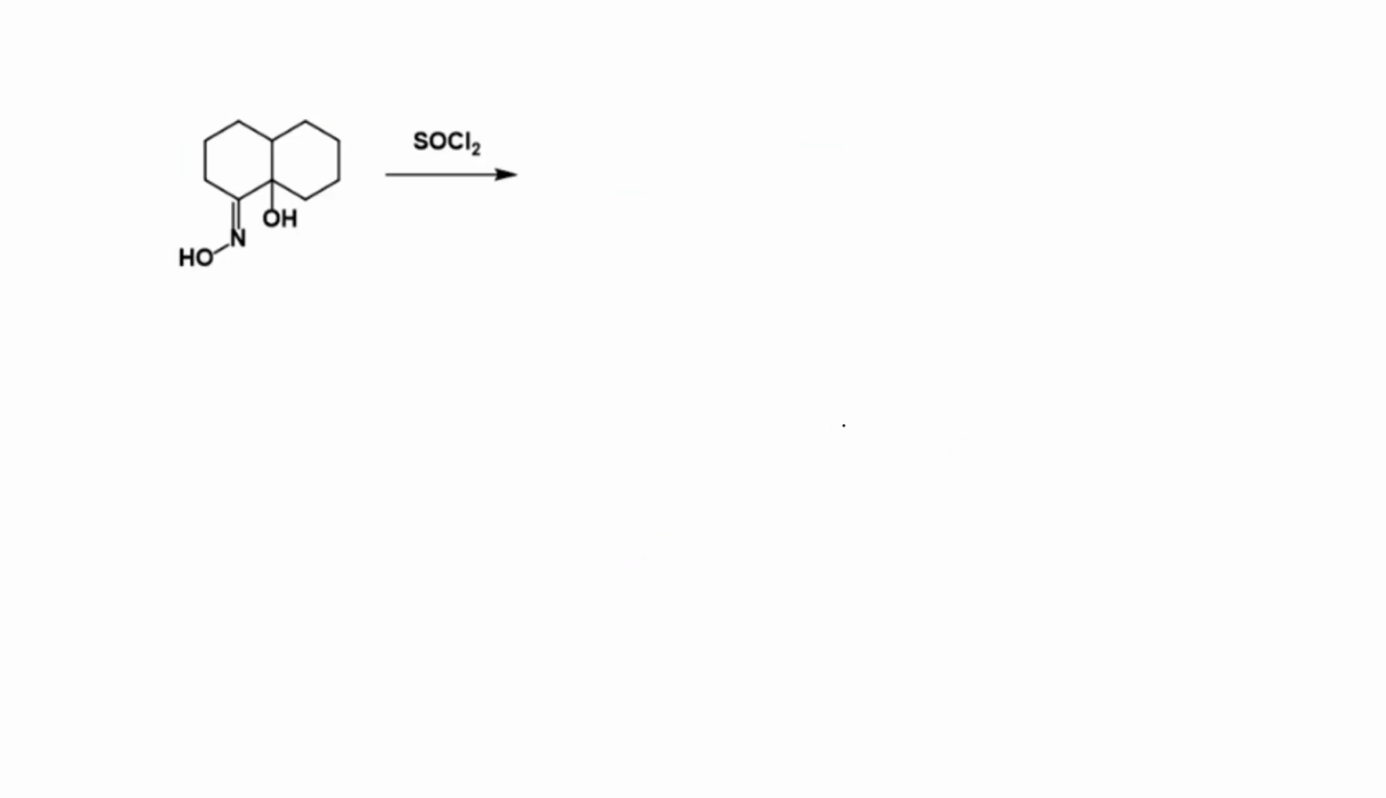Let's go to the next one. So they have added SOCl2 to this compound. But just by seeing this one you can predict which type of rearrangement will be performed here. There is an oxime group, so there will be a Beckmann rearrangement. Now there are two possibilities. One is Beckmann rearrangement, another is Beckmann fragmentation. So which will occur here?